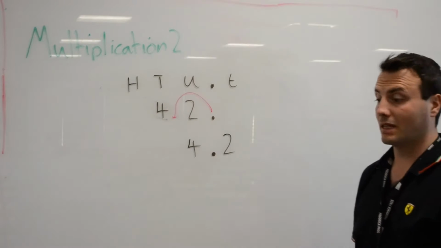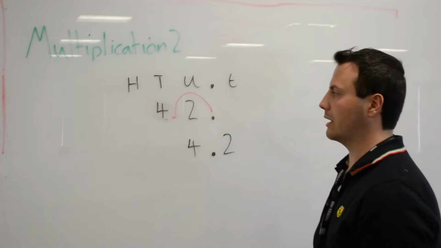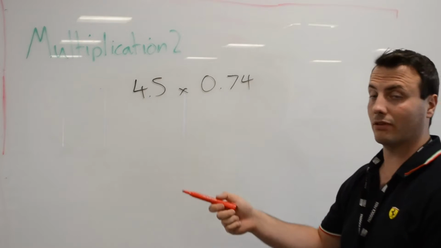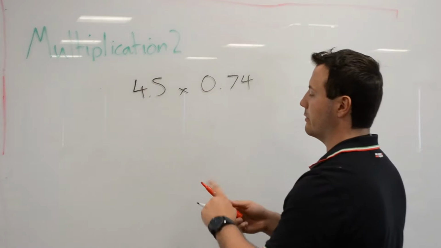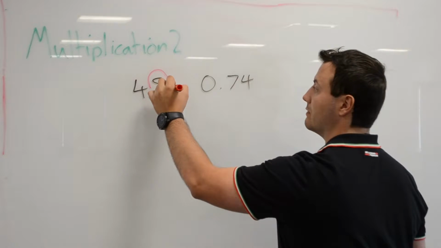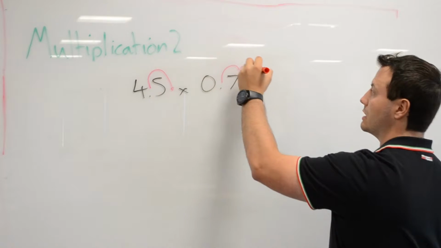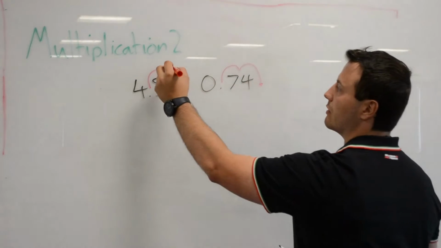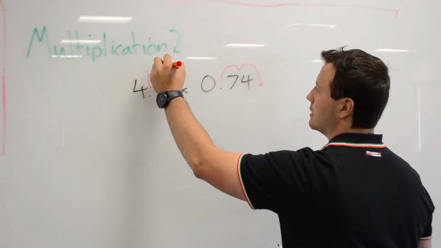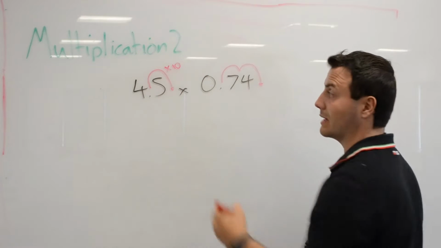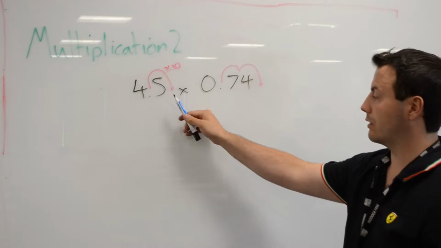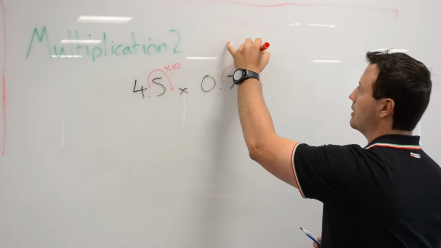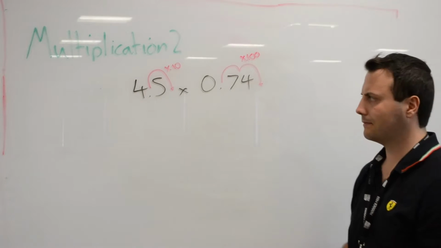Now this makes it a little bit cleaner and easier to write down when we're doing calculations. So with our original question, if we're going to get rid of the decimal points, we can see that we want to move the decimal point 1 to the right here, 4.5, and 2 to the right here for 0.74. So this is going to be the equivalent of timesing by 10 originally to move the decimal point 1 across. For 0.74, this is timesing by 100.